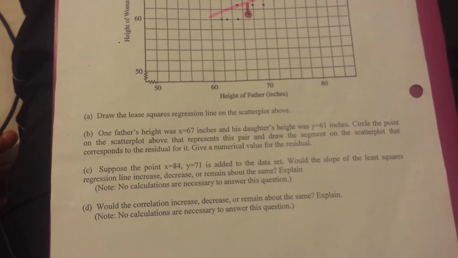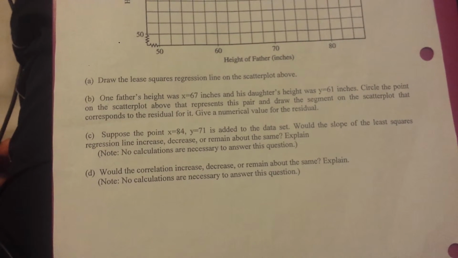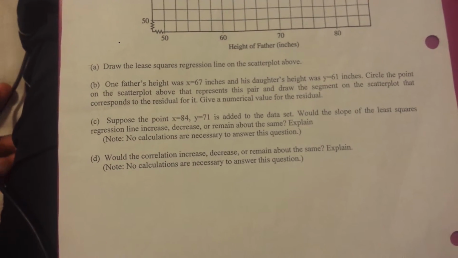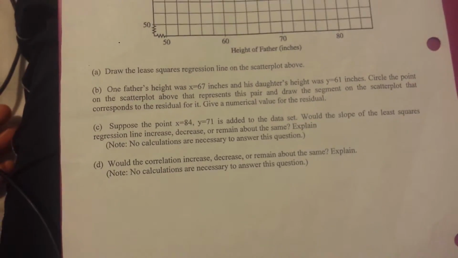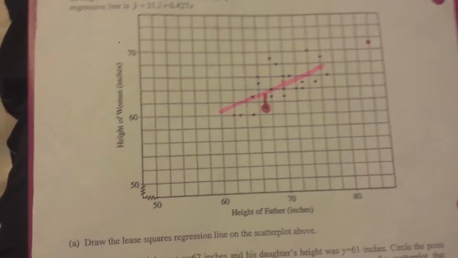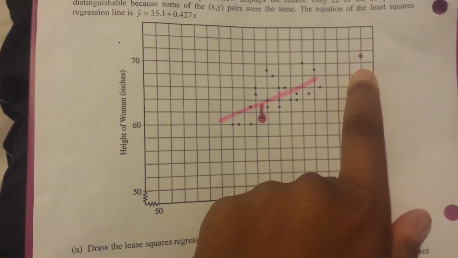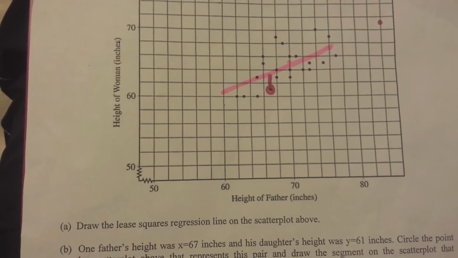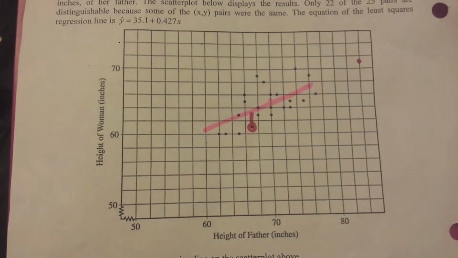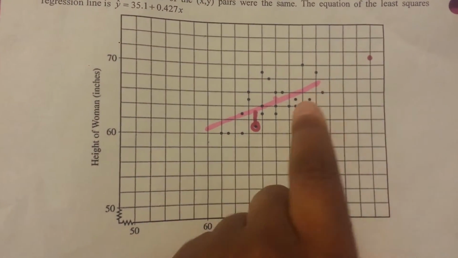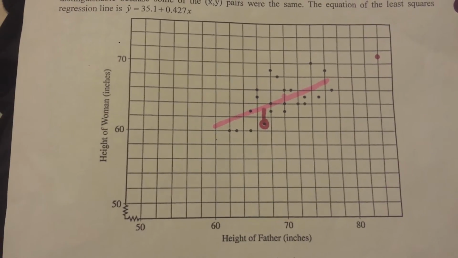C says suppose the point x equals 84, y equals 71 is added to the data set. Would the slope of the least squares regression line increase, decrease, or remain about the same? Explain. Well, I plotted this point on my graph, and by looking at it, I don't think that the regression line would increase or decrease. I think it would remain the same because it seems to go along the trend of the line, so I think the slope would remain the same.